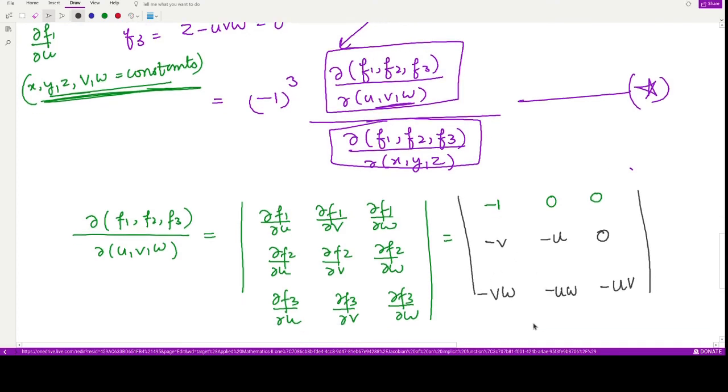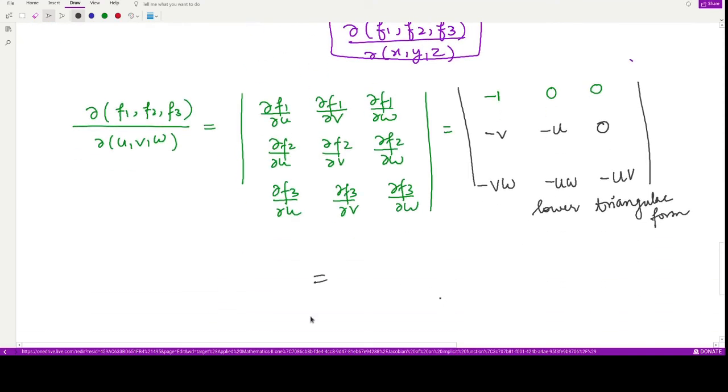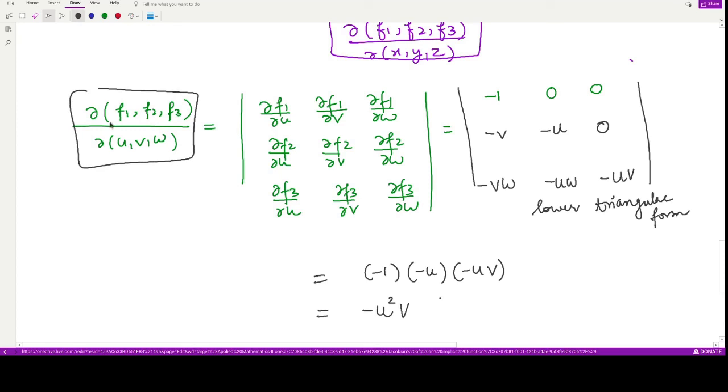Now this is in the lower triangular form. So its determinant would simply be equal to the product of the diagonal terms. So it would be equal to minus 1 times minus u times minus uv. Otherwise also you could simply use the formulas for determinant and calculate very easily. It is equal to minus u square v. So this is the value of del f1, f2, f3 with respect to u, v, w.